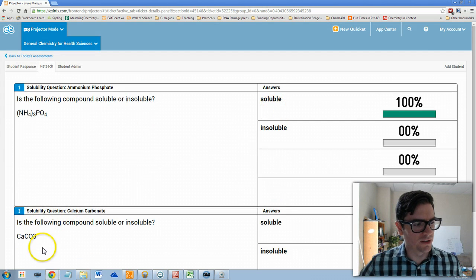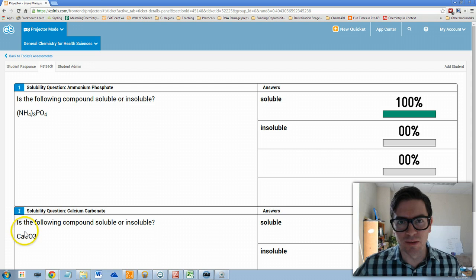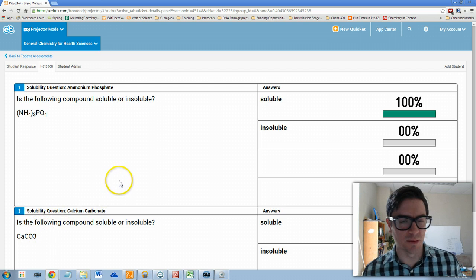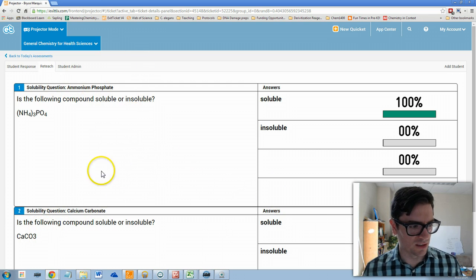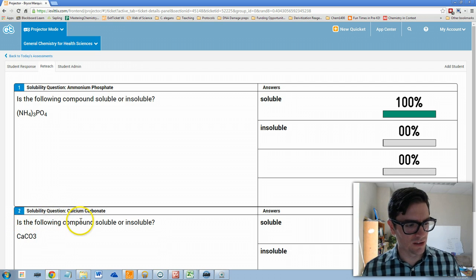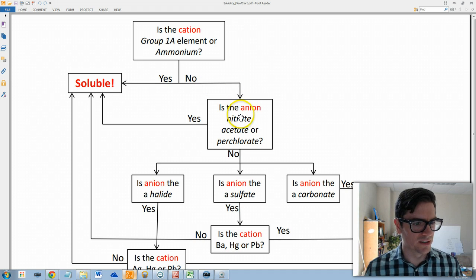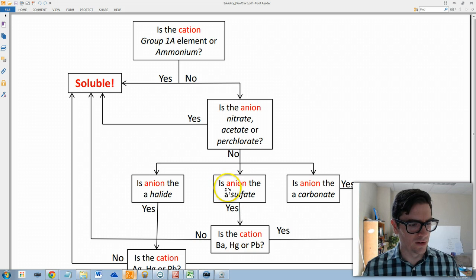Alright, for the second one, I noticed the exit ticket has been having a snafu. Sometimes it doesn't show these subscripts very well, so I have been talking to the people at tech support for exit ticket. This one says, is the following compound soluble or insoluble? Calcium carbonate. So what you do is you look back here. Is it a group 1A element or ammonium? No. Is the anion nitrate, acetate, or perchlorate? No. Is the anion highlighted? No. Sulfate? No. Is it carbonate? Yes. That means it's insoluble. So this one is insoluble.